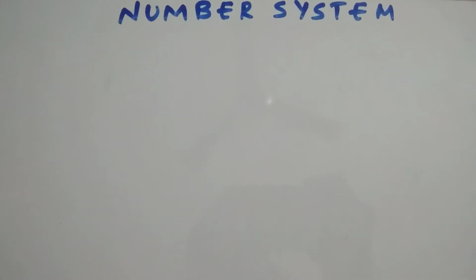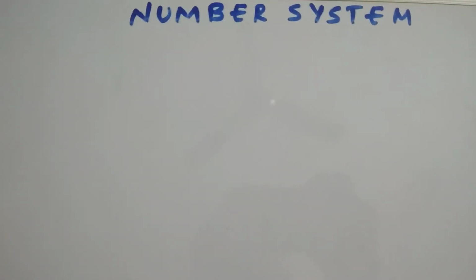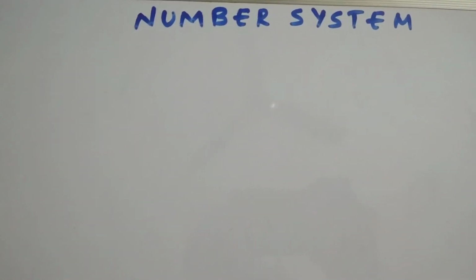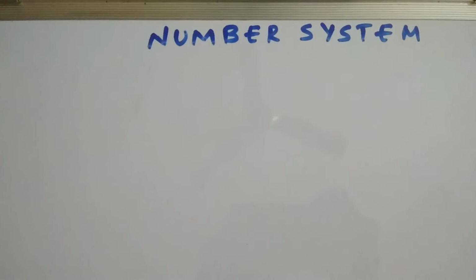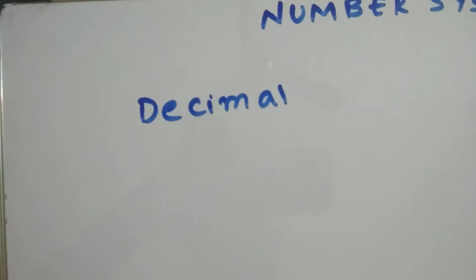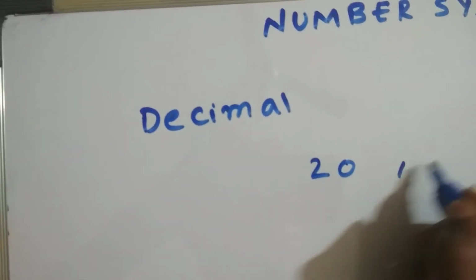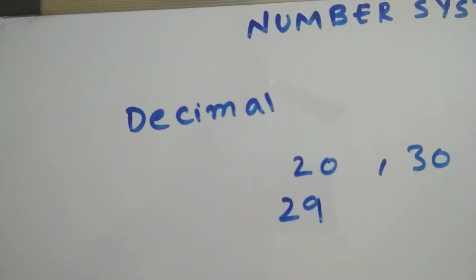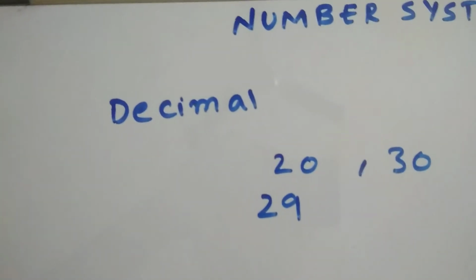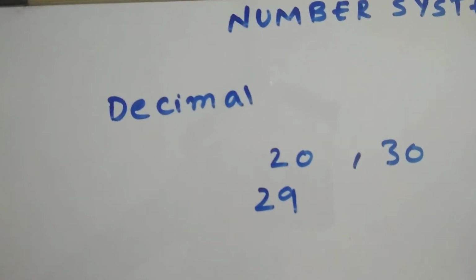Hey guys, welcome back. Today's topic is about the number systems. A number system is nothing but a writing system which is used to express our numbers. In day-to-day life, we use the number system called decimal. For example, 20 kgs, 30 kgs, 40 kgs, 29, 39, these numbers are decimal numbers. It's been used by us for our convenience.